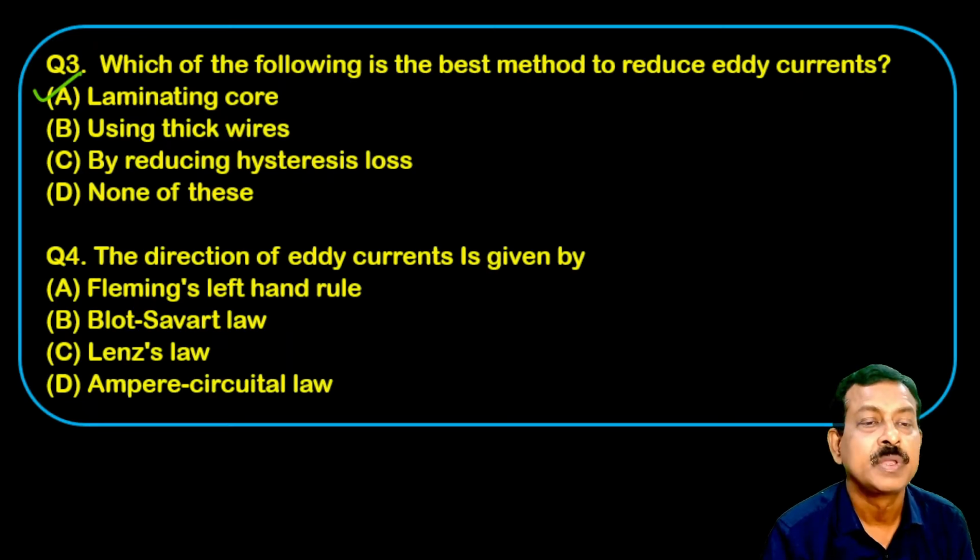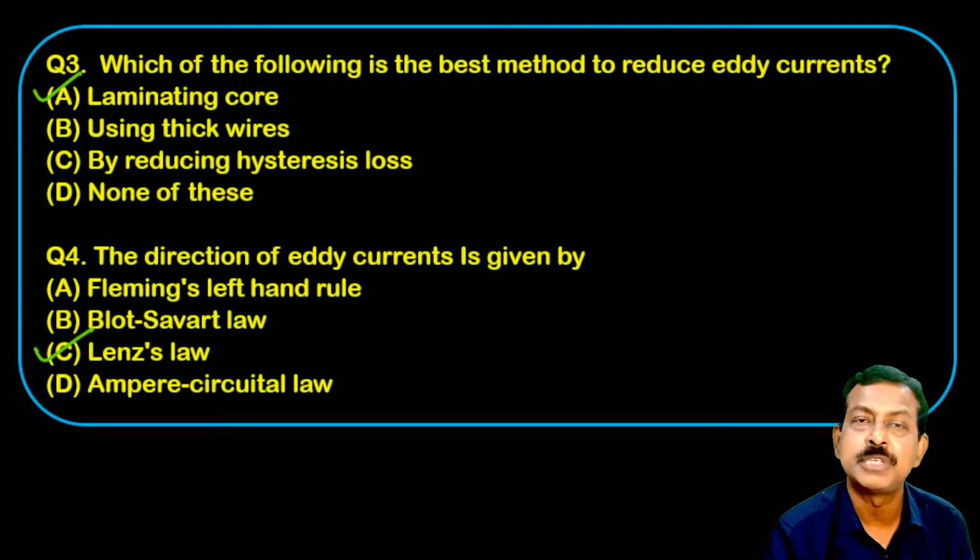Next question. The direction of the eddy current is given by the different options which are there. Fleming's left-hand rule, it's not the correct one. Biot-Savart's law, this is also not correct. Lenz's law, this is the correct one. And the fourth one, Ampere's circuital law, this is also not the correct one. So Lenz's law is the one which gives the direction of the eddy current.